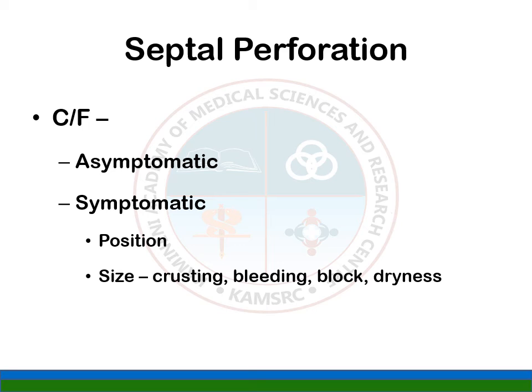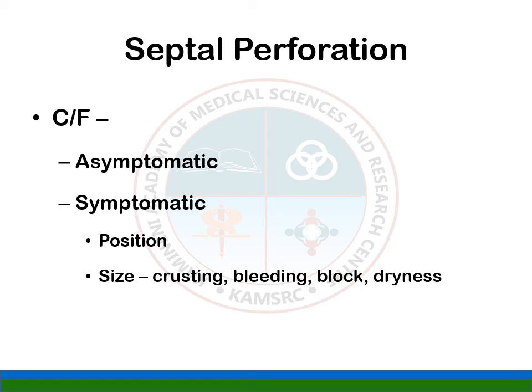So, depending on the size, we have different symptoms such as crusting, bleeding, block, dryness. Why would there be crusting? Please remember, the nasal mucosa has got a gel layer which will be moving from anterior to posterior direction. Supposing we have a perforation, what will happen? The eddies or the air currents will be completely changed.